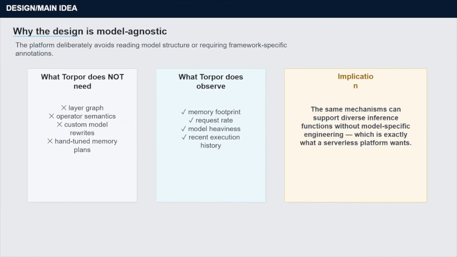Why is the design model agnostic? The platform deliberately avoids reading model structure or requiring framework-specific annotation. As you can see, what Torpor does not need is layer graph, operator semantics, custom model rewrites, and hand-tuned memory plans. But what it does need is memory footprint, request rate, model heaviness, and recent execution history.